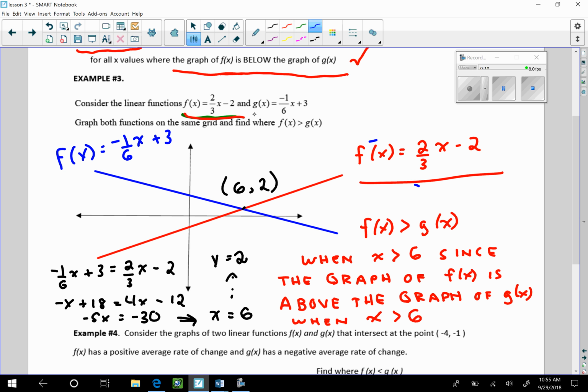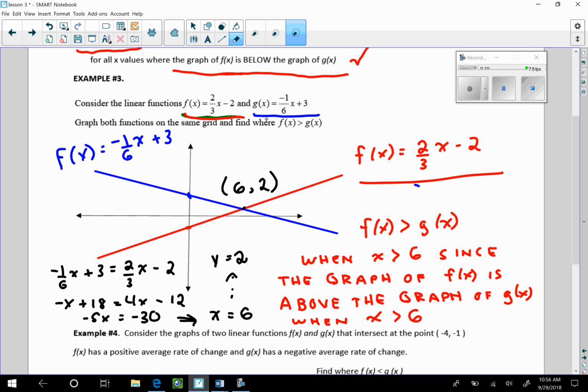g of x here is going to be the blue line, and it's obvious on this graph since I have a negative average rate of change, a negative slope, down 1 over 6. The red graph has a y-intercept here, easy enough to graph. The blue graph has a y-intercept here, easy enough to graph. Down 1 over 6 on the blue, and on the red you're going to go up 2 over 3. This is actually the line that we graphed on the previous example.